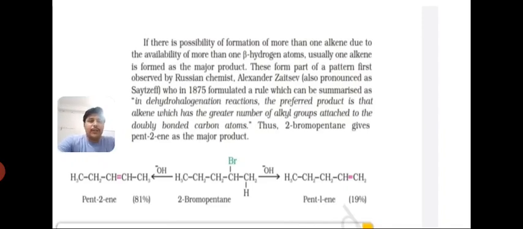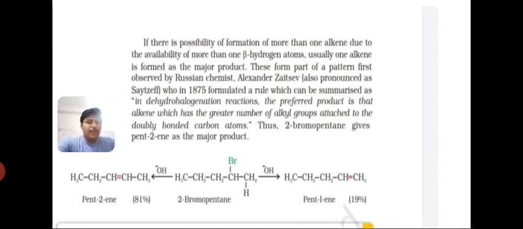Okay, students, and actually this is a rule, or a statement, given by Saytzeff, in 1875. So according to this rule, in dehydrohalogenation reaction, the preferred product is that alkene which has the greater number of alkyl groups attached to the doubly bonded carbon atoms. Thus 2-bromopentane gives pent-2-ene as the major product. I think this topic is clear.